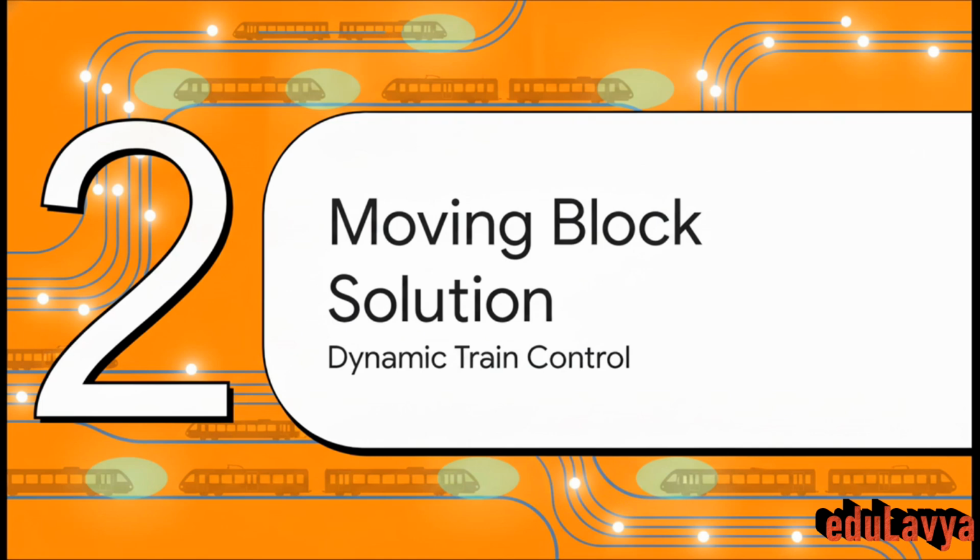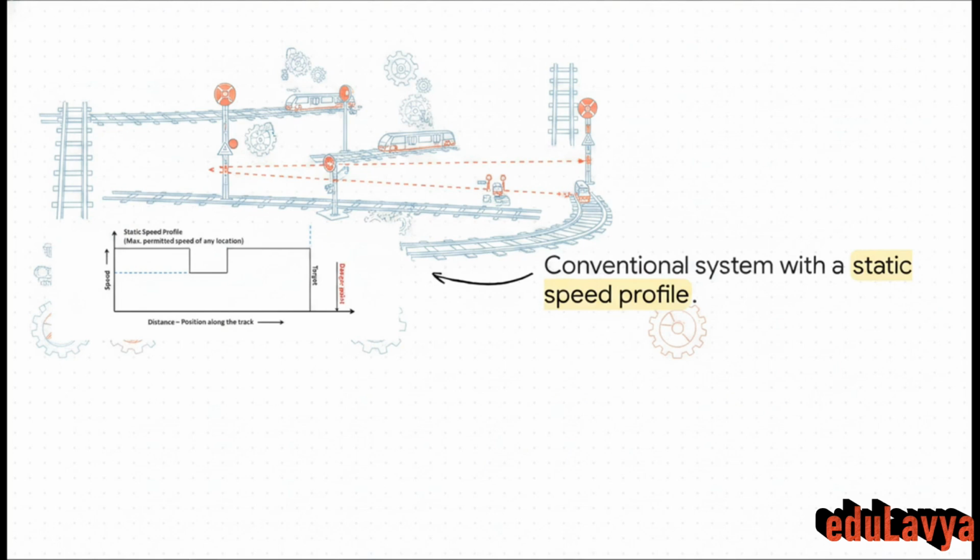The answer to our capacity problem lies in a total paradigm shift, moving away from static physical track sections and moving toward continuous, moving safety zones. To grasp this shift, take a look at how a conventional system works. It relies on a static speed profile. It rigidly enforces speed restrictions over unchanging physical sections of track, leading up to a fixed danger point.